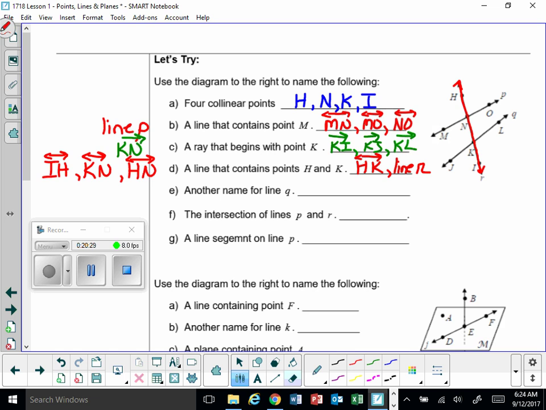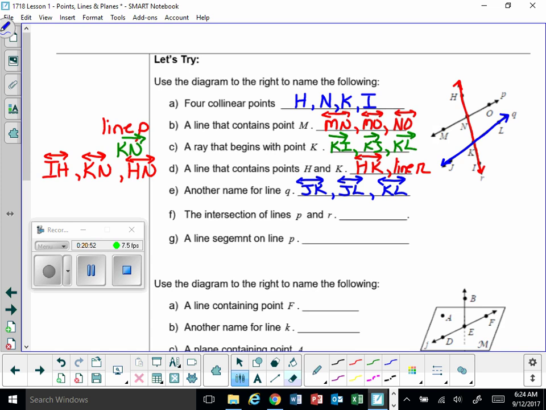Another name for line Q. So here's line Q. Okay, pick two letters on that line. Line JK, or line JL, or line KL. Any one of those answers would be fine.